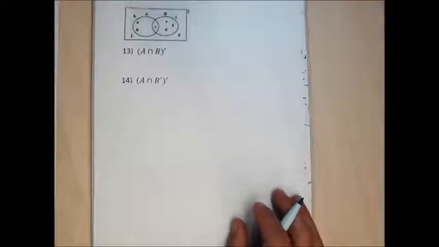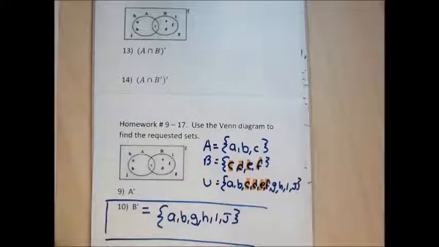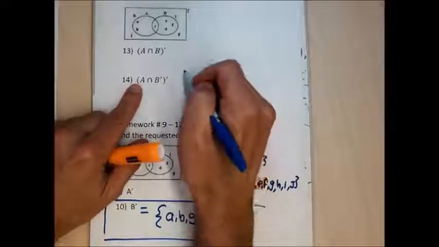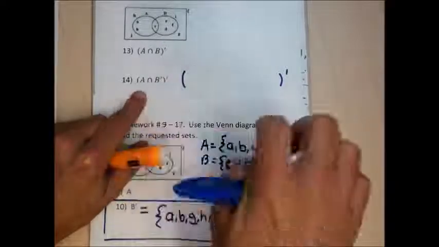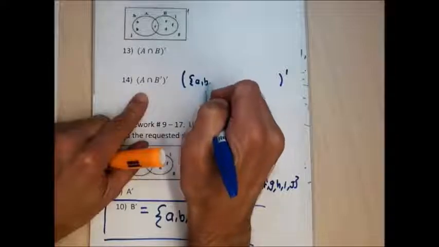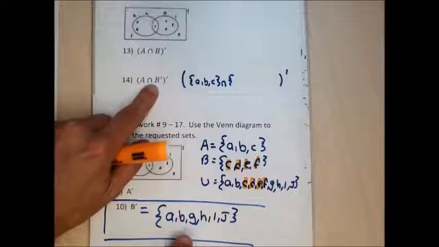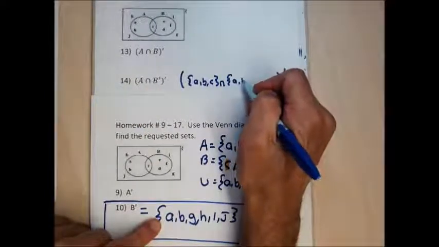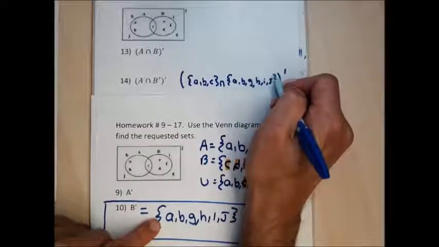So 14 and 13 want us to use the same Venn diagram, so I'm going to use my same sets. For 14, I need to do the parentheses first. And for the parentheses, I'm going to do A, which is A, B, C, and then the intersection symbol. And then after my intersection symbol, I'm going to put the set that's equal to B complement, which is A, B, G, H, I, and J.